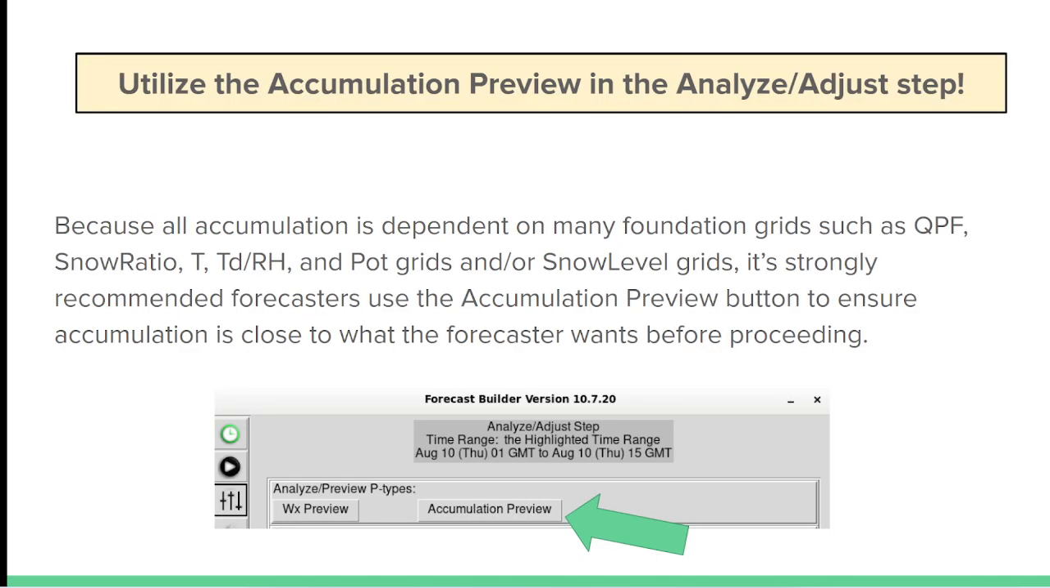A second important point, we strongly encourage you to utilize the Accumulation Preview button in the Analyze Adjust step. This button will give you an idea of expected accumulations based on what's included in your foundation grids, such as QPF, snow ratio, etc. If the accumulations are not matching up to expectations, revisit the foundation grids and adjust those as needed. It is strongly recommended not to modify the final accumulation grids directly, as that could throw off your internal forecast consistency and violate directives.